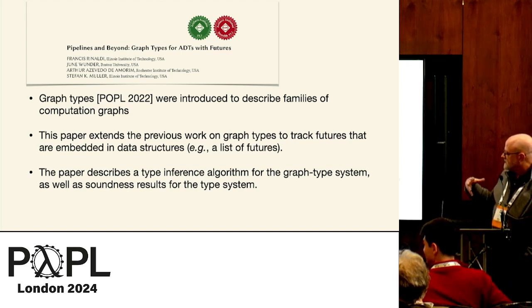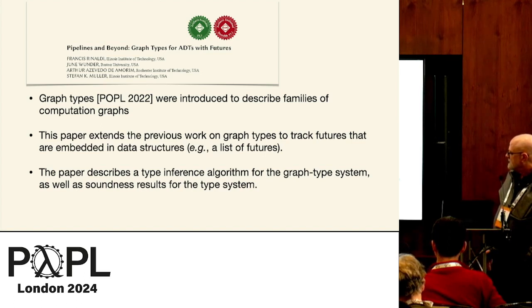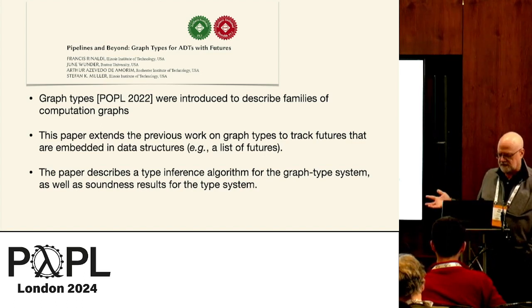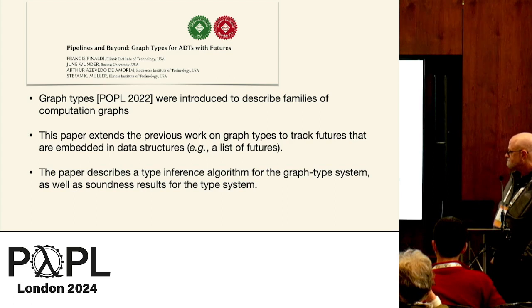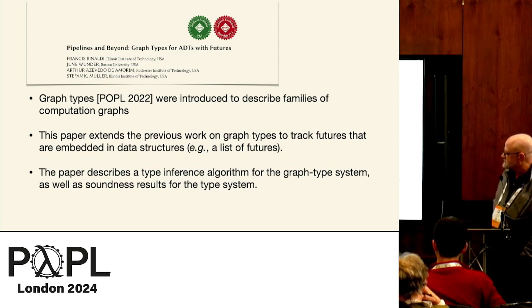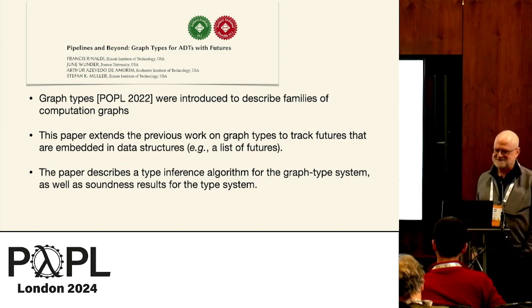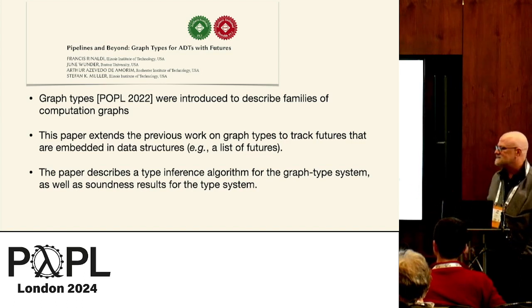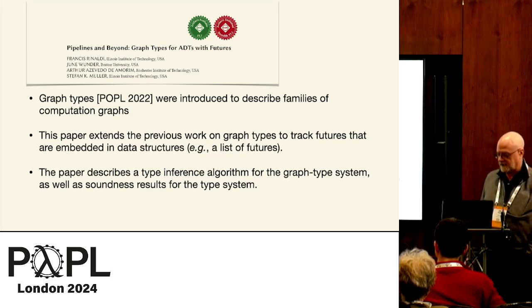And in the original work, graph types were kind of limited in what they could describe. In particular, they were limited to fork join parallelism, but now in this paper, they're extended to handle this kind of future parallelism. And the key aspect of this paper is that there's a type inference algorithm for this type system, so they can take like an OCaml program or a subset of an OCaml program and actually infer the graph type for the parallelism in that program.